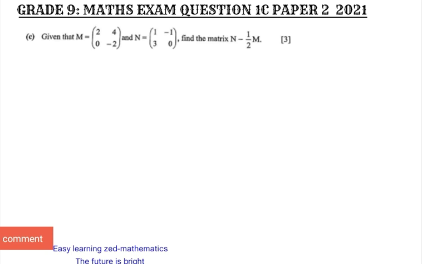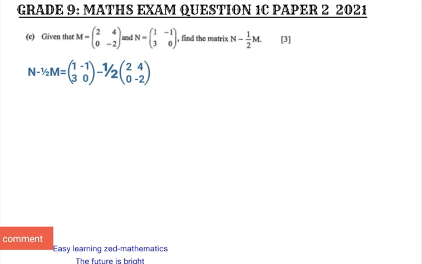So what we are going to do is rewrite the question which is given. Once we have written the question, the next thing we're going to do is replace the names of the matrices by their actual matrices. So we say matrix N is (1, negative 1, 3, 0), minus 1 over 2, open bracket, multiplied by (2, 4, 0, negative 2), close bracket.